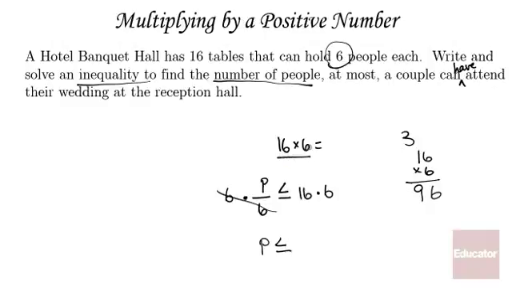Notice that that's how we began our problem as well. So there are different ways to solve it. This was asking you to create an inequality, so we wanted to create first our inequality. So 16 times 6 is 96. P is less than or equal to 96. So at most, this couple can invite 96 people. They could, of course, invite less and still get them all into the banquet, but if they invite more than 96, they will not fit at a table.